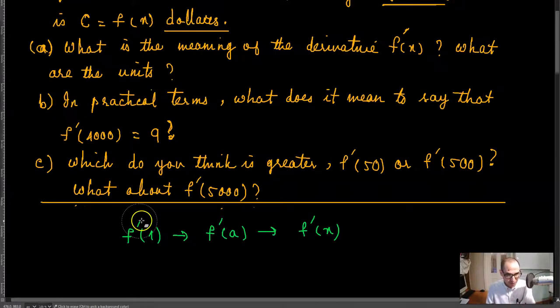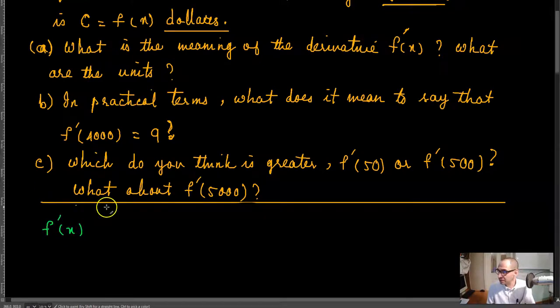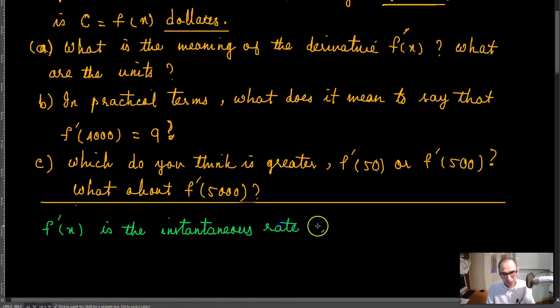And so basically you could say that f prime of x is the instantaneous rate of change of C, which is the cost function, which is the cost of production, with respect to x.